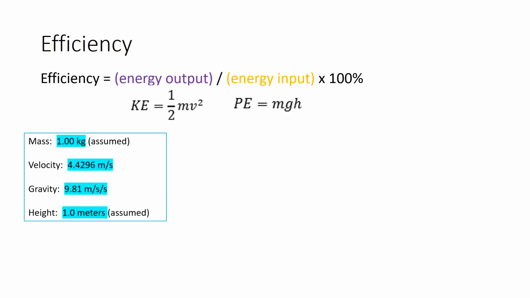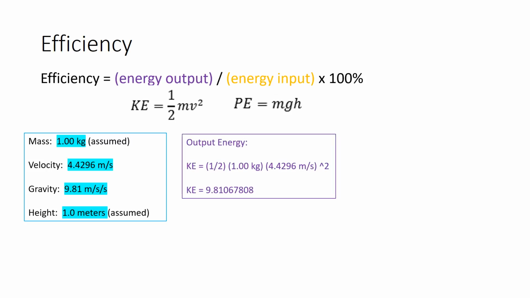And so these are the values we found. Again, the 1.0 kilogram is the mass, and that's assumed, but that is the weight of the box on the lever. Next is the velocity, which we found on a previous slide. The gravity is 9.81 meters per second squared. And then the height is 1.0 meters, and that is from AlgoDo. We found that.